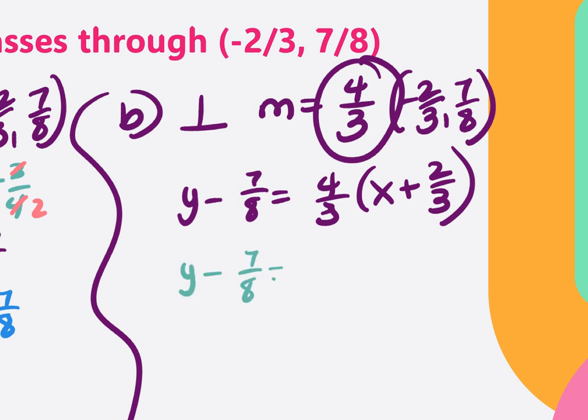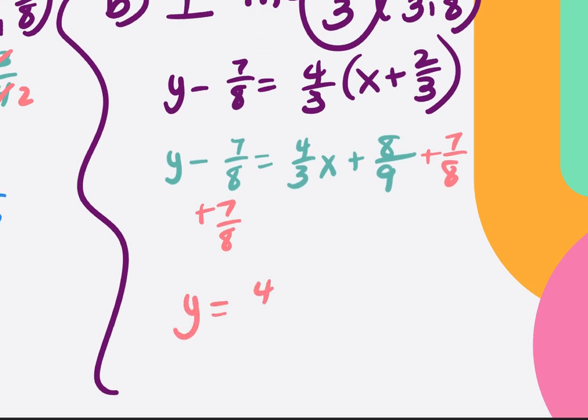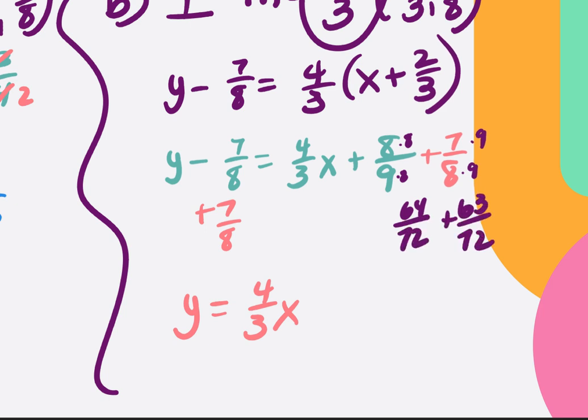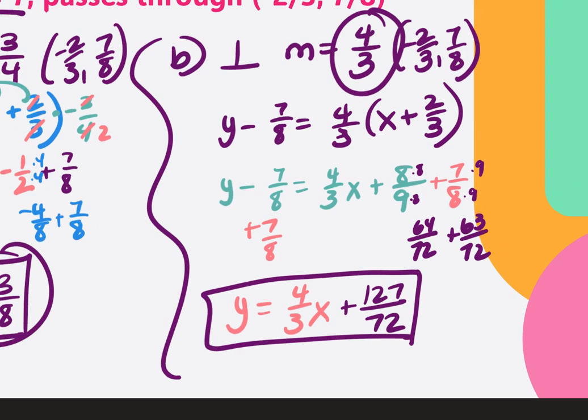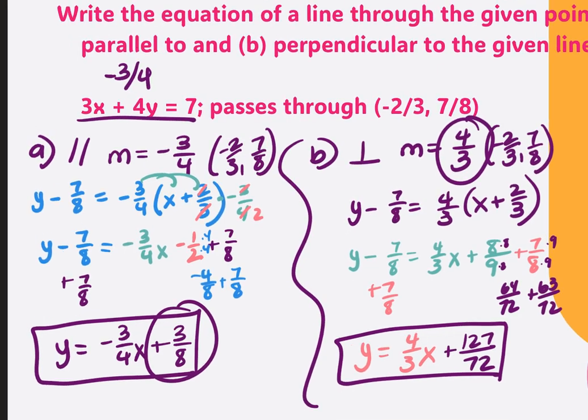Distribute. Add the 7/8. And I get y equals 4/3 x. And this is where it gets yucky because I have to change both of these. 64/72 plus 63/72, and I get 127/72. I would check to make sure that that can be reduced. It can't. But your numbers could get yucky. Don't get scared, okay? That's it.